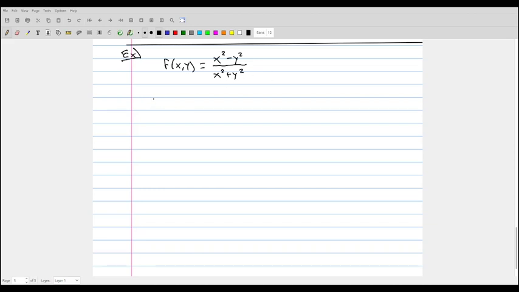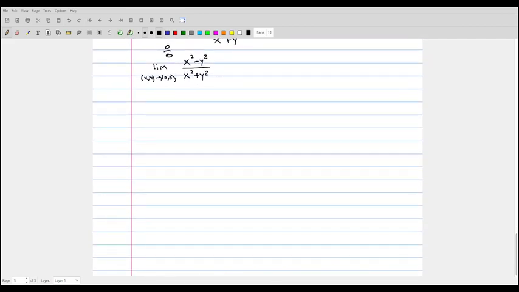So if you look for the limit at the origin, you run into a problem, because if you just try to directly plug into this expression, you'll end up getting 0 over 0, which is an indeterminate form. And it turns out that the limit of this function just does not exist. It doesn't exist at the origin.